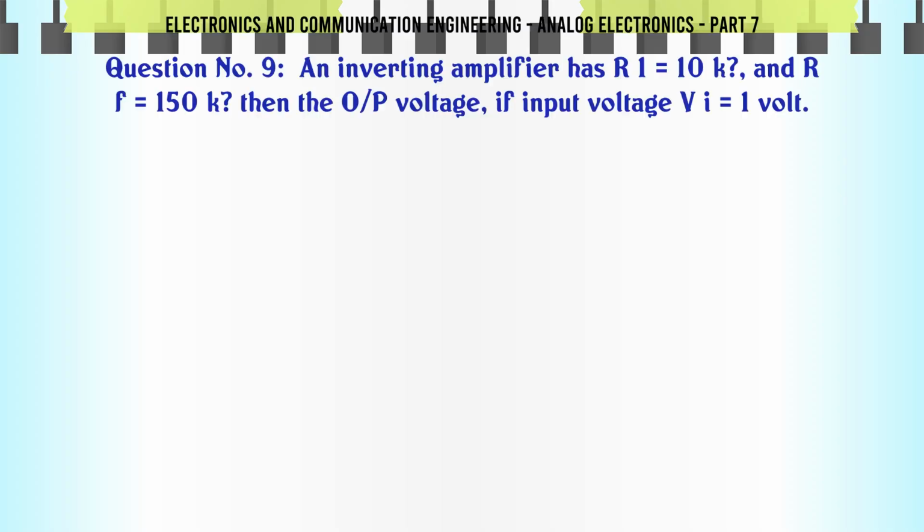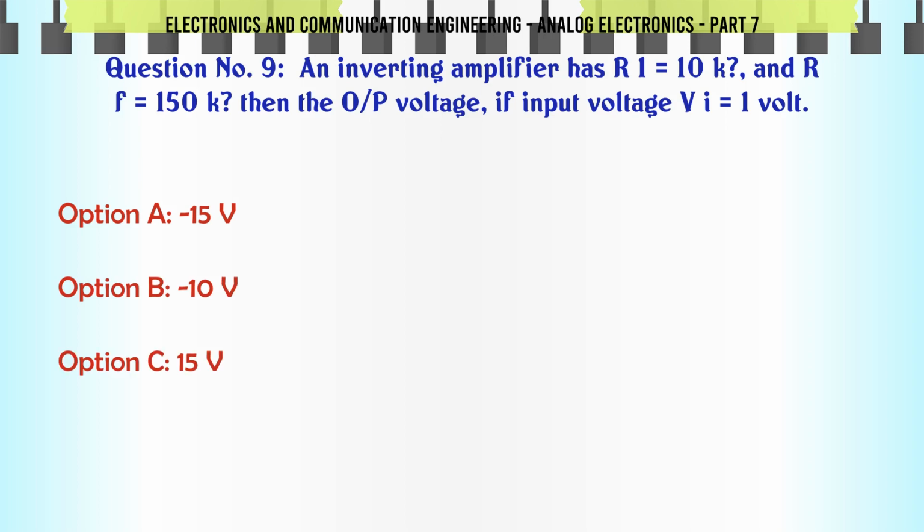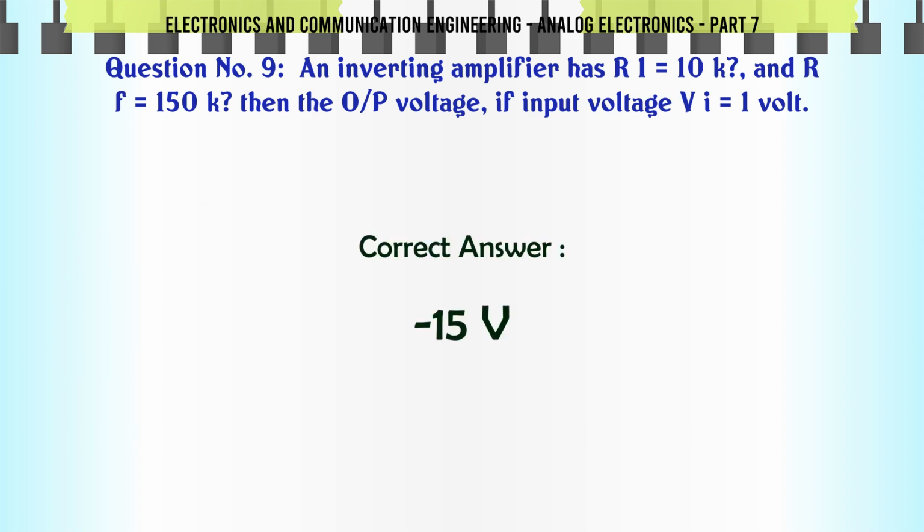An inverting amplifier has R1 10K and RF 150K, then the output voltage if input voltage VI is 1 volt. A. 15 V, B. 10 V, C. -15 V, D. 14 V. The correct answer is -15 V.